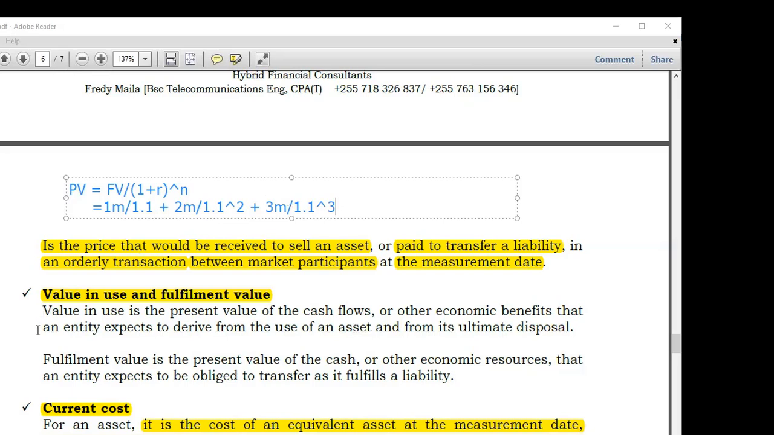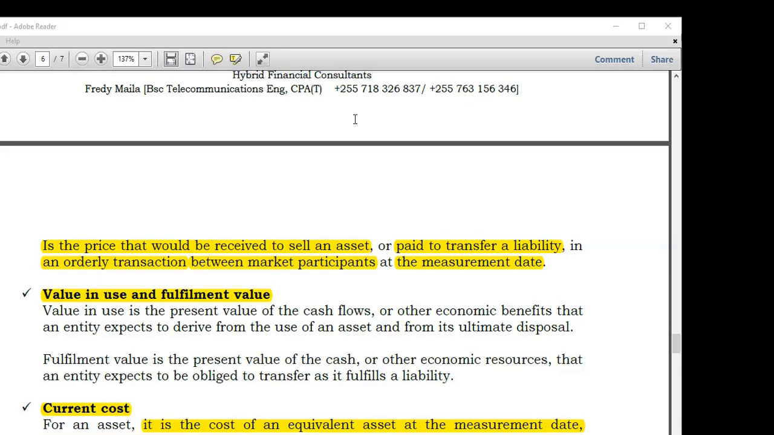And again, now when defining the fulfillment value, we say this now is a liability. Presume that you have to pay this amount to the bank. At the end of year 1, you pay 1 million. End of year 2, 2 million. End of year 3, 3 million. You pay all these amounts and then you discount them, you obtain the present value that you would have to fulfill so as to be free of the loan that you owe the bank.